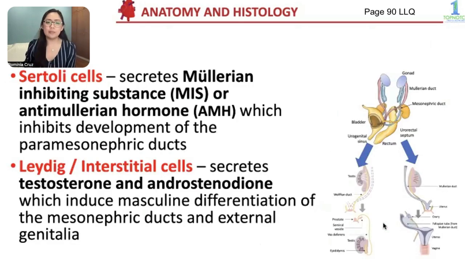So after the 7th week, in the presence of a testes, testosterone and androstenedione would be secreted by the Leydig cells. And this would induce masculine differentiation of the mesonephric ducts and the external genitalia. On the other hand, the Sertoli cells would secrete your Mullerian inhibiting substance, also called as your AMH, or your anti-Mullerian hormone, which causes Mullerian duct regression in males.